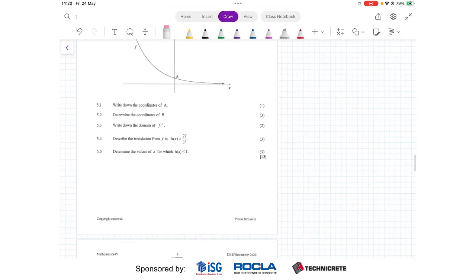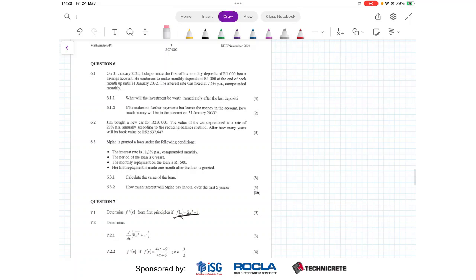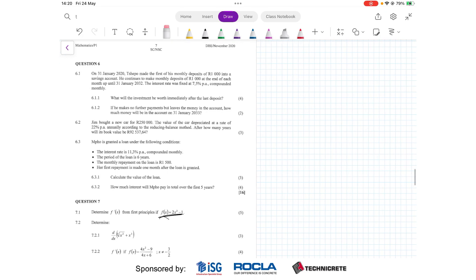Hello, everybody. Today we are going through the 2020 November paper 1 mathematics question paper, and we will start by diving right into question 6. Question 6 is a financial math question. Let's get into the statement.